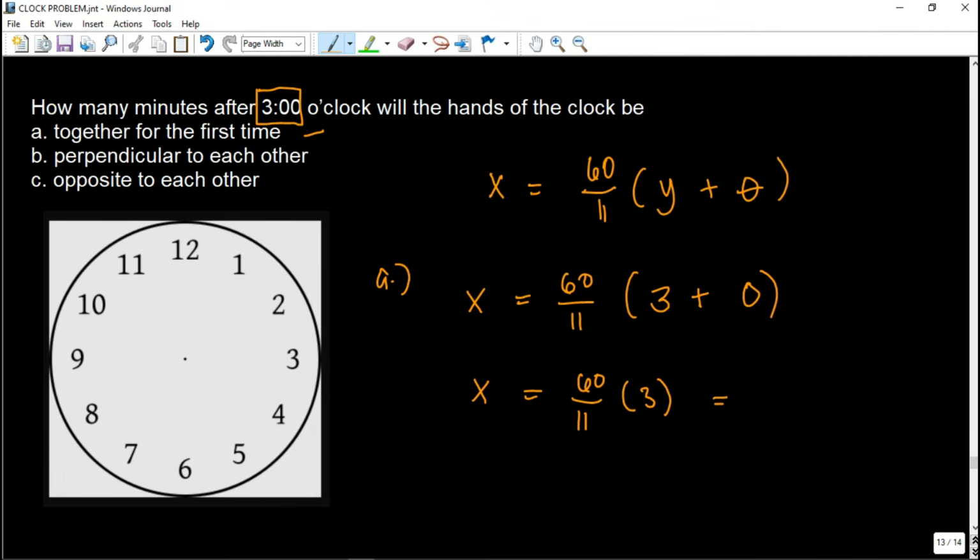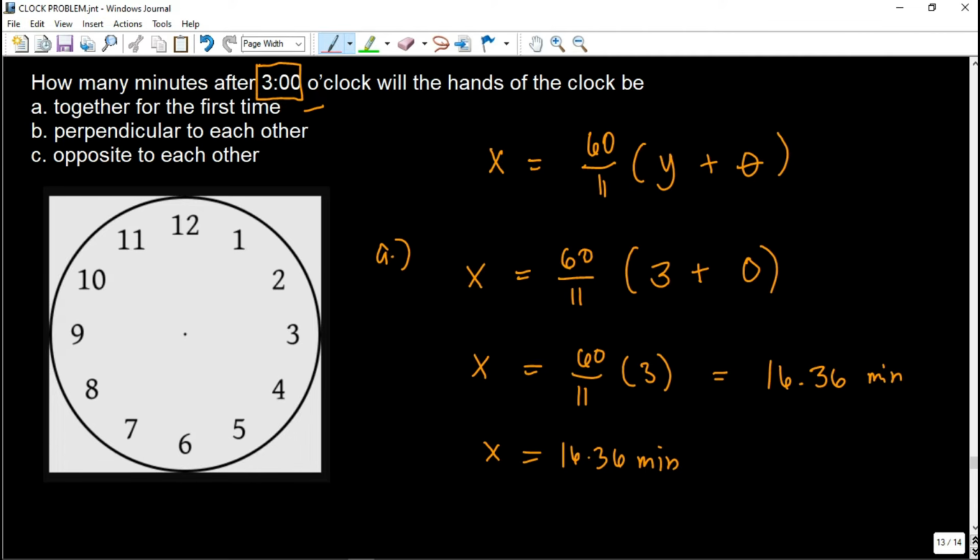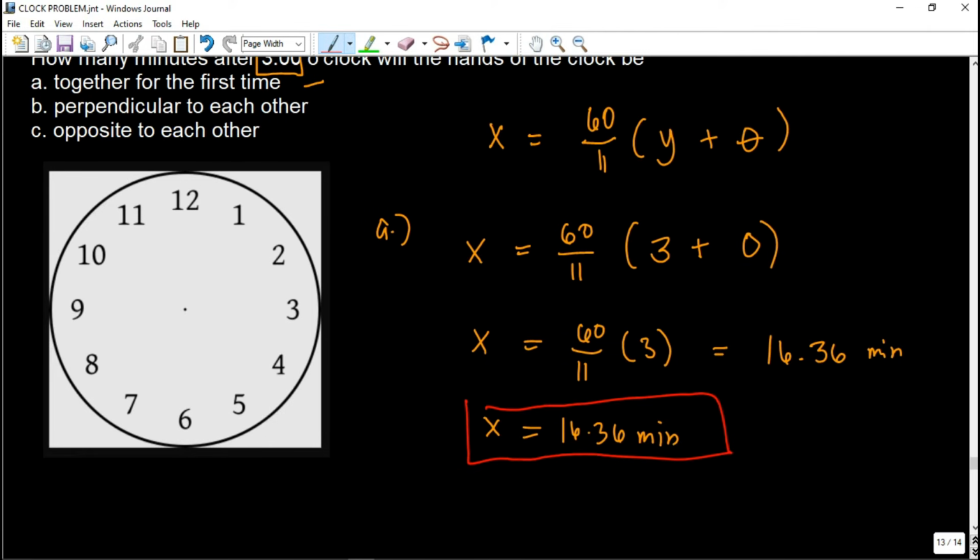So x is just equal to 60 over 11 times 3. Okay, that gives us 16.36 minutes. Okay, therefore, after 16.36 minutes, they are now together for the first time. Okay, so this is an answer. So, ganun lang kabilis guys. Diba? So, together for the first time.